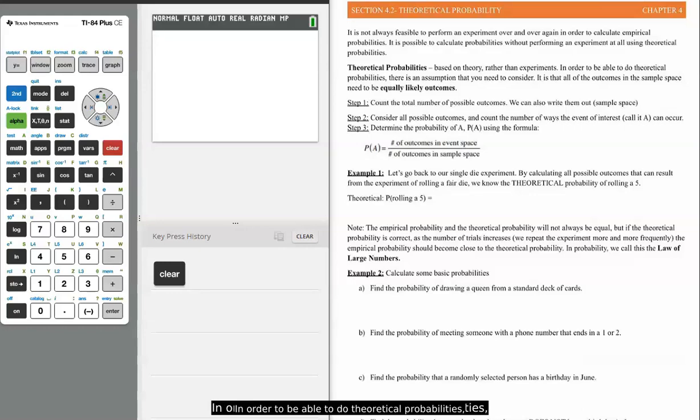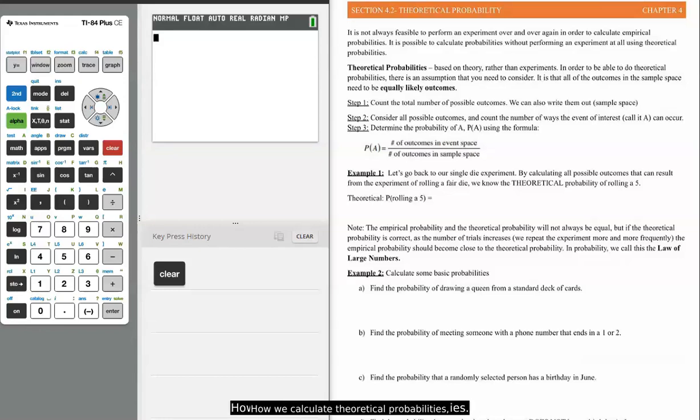In order to be able to do theoretical probabilities, there is an assumption that you need to consider. It is that all of the outcomes in the sample space need to be equally likely outcomes. So they all have the same chance. If the coin is flipped, there's a half chance that it lands on heads, half chance it lands on tails, so they're equally likely.